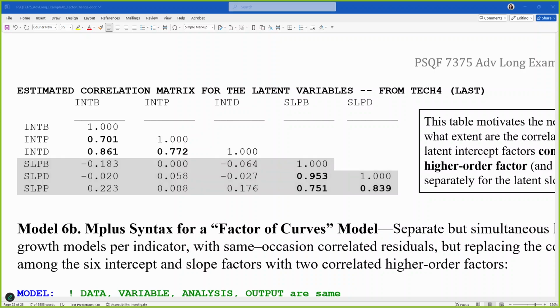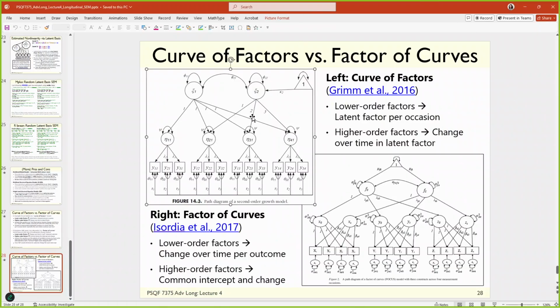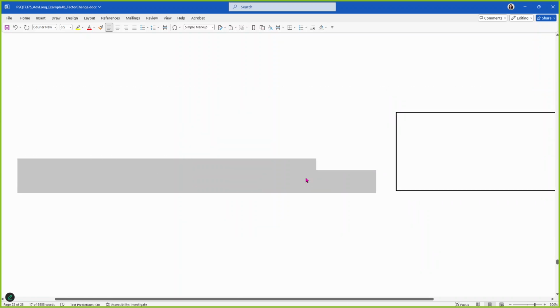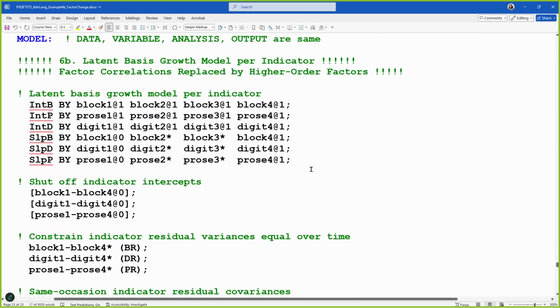So let me pull up the two pictures side by side so that you can see. This is what we did first. Made a factor, watched it grow over time. Now we're making growth and then seeing if we can factor it. We're making growth first, and then we're seeing if there is a common intercept factor and a common slope factor that can explain the correlations among the intercepts and slopes. A factor of curves. So now we're going to throw more factors into the mix to do this.